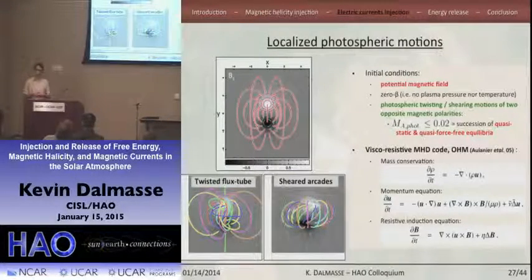So I analyzed the neutralization of electric currents generated by simplified photospheric flows, namely by photospheric twisting and shearing of two opposite magnetic polarities. To do that, I performed 3D zero-beta MHD simulations using the code developed by Aulanier et al. in 2005. We start with a potential magnetic field, and we apply twisting and shearing motions to these two polarities here.